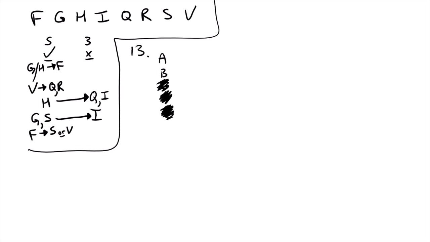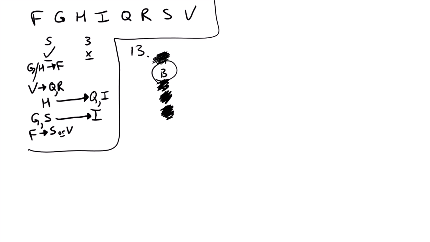Next rule says if G and S are both in, then I has to be out. A, I see that G and S are both in, which means I should not be selected, but it is, so A breaks that rule, which means we're left with B. And of course, B follows that rule, right? We already know that B is the answer, but if we just look at that rule, G and S are not both selected in B, which means that rule isn't even triggered, which means it's not broken.